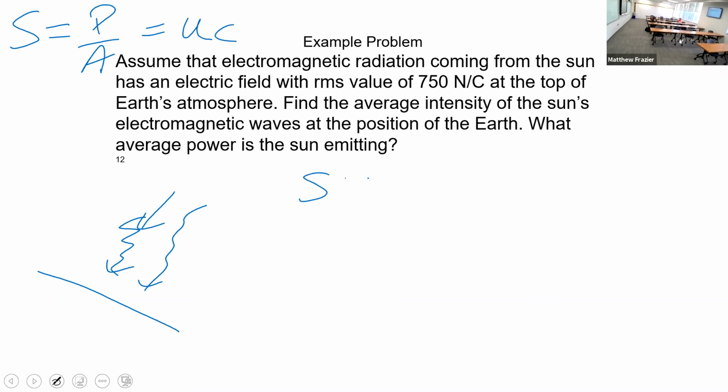So S is U times C, but U here is the energy per unit volume, and that is epsilon naught times the electric field squared, times C. And of course, this is at the top of the atmosphere, so it's in vacuum. If we did it at the bottom of the atmosphere, you'd have to calculate a magnetic field because it passed through air. Generally, you wouldn't bother. You could approximate it, but this is calculable.